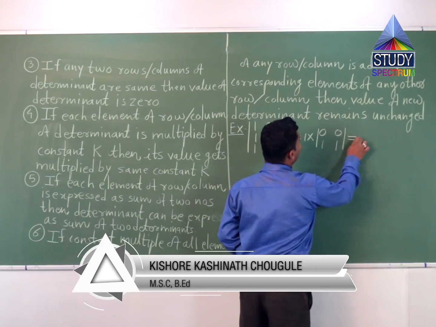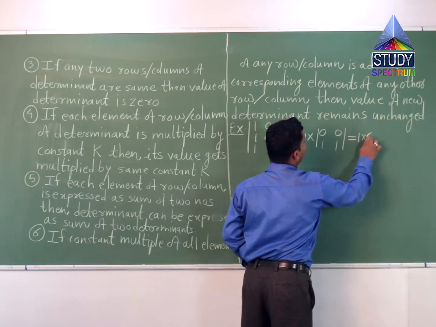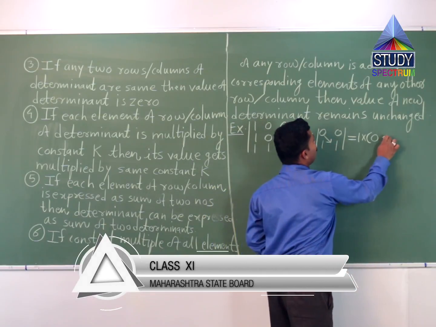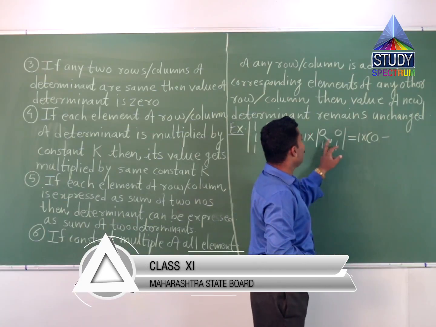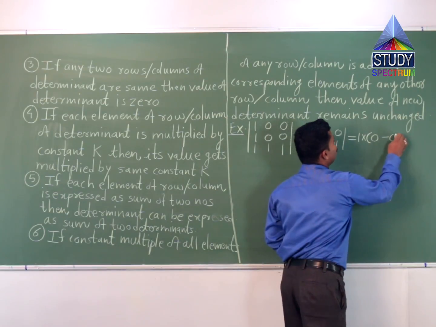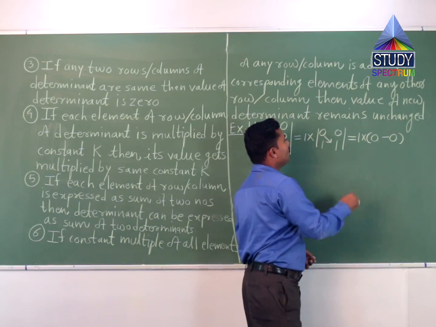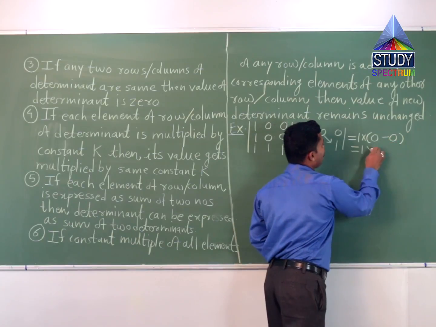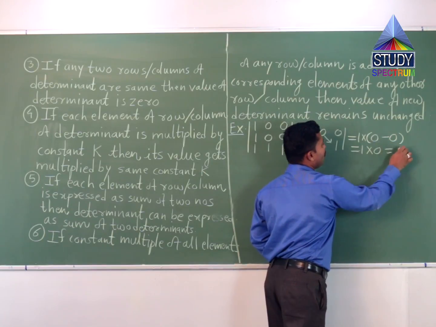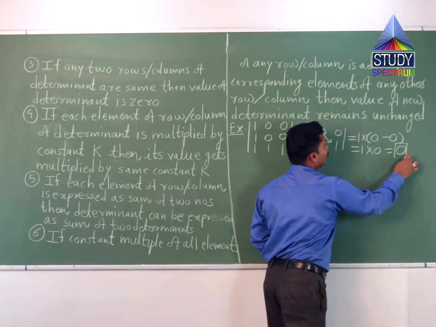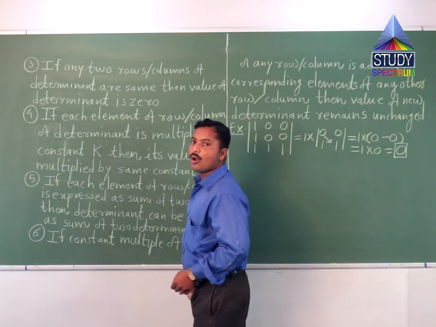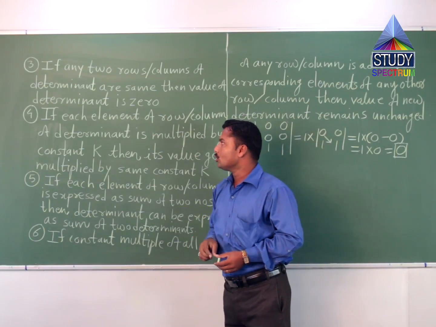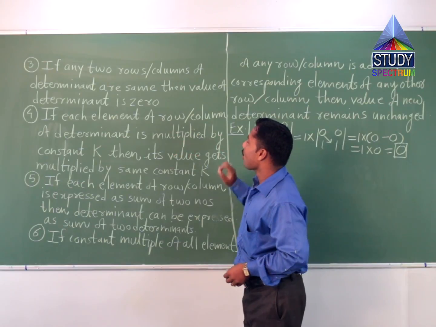So equal to 1 into 0 into 1, 0 into 1 0, minus 0 into 1 0, equal to 1 into bracket 0 minus 0, again 0, and 0 into 1 0. So if 2 rows or 2 columns are the same, then the value of the determinant is 0. Again we discuss this property.